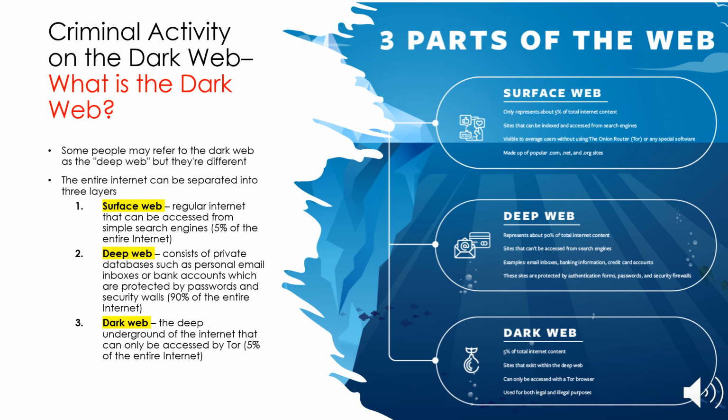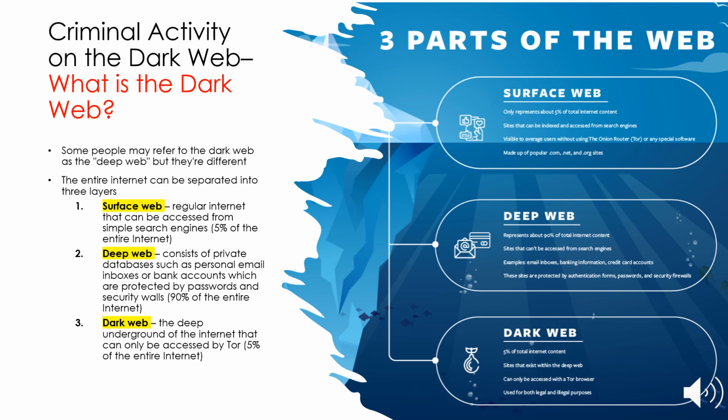So you got the surface web on top, and then toward the middle, you got the deep web, which is different from the dark web, and then way down on the bottom of the iceberg is the dark web. The surface web is basically just regular internet, like stuff you can just type into Google. And then the deep web is basically all the private databases, like your personal email accounts, inboxes, bank accounts, such as how much money you have in your bank, that are protected by passwords and security walls.